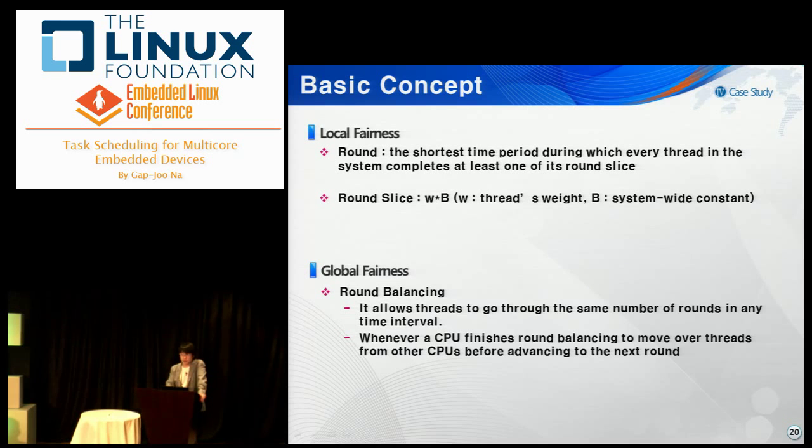When all threads on this CPU have finished the current DWRR round, DWRR searches other CPUs for threads that have not, and moves them over. This action is round balancing. If none is found on other CPUs, the CPU increments its round number and allows all local threads to advance to the next round with the full round slice. And this operation maintains global fairness. In the next slide, I'll show you an example of DWRR operation.